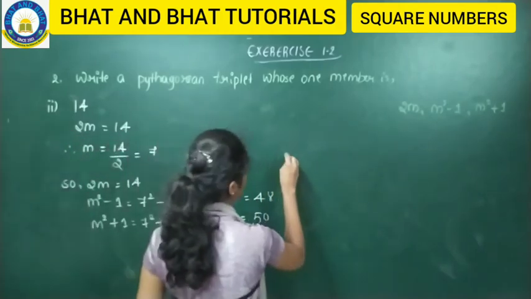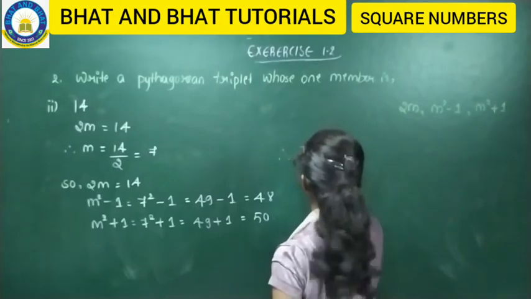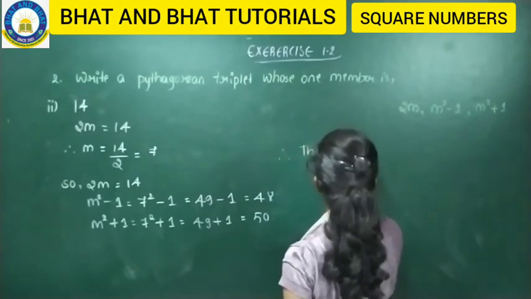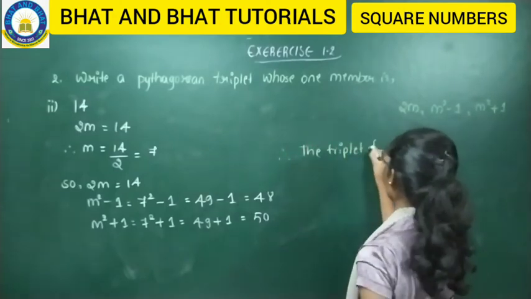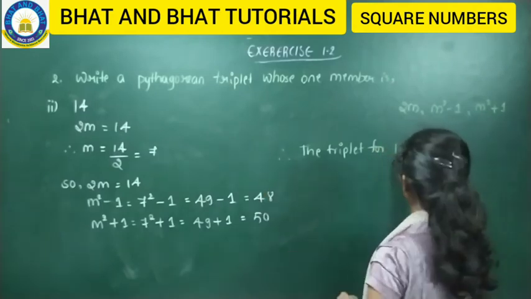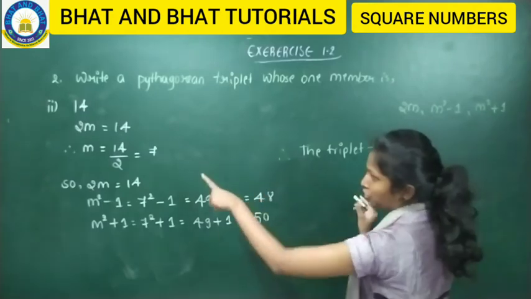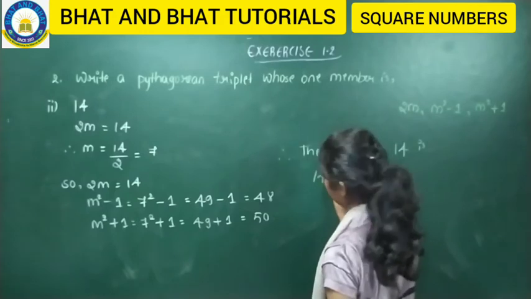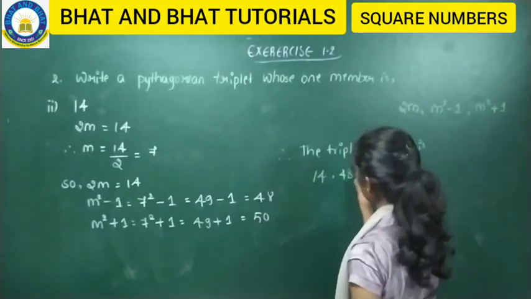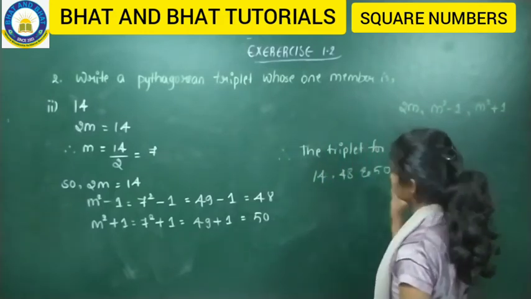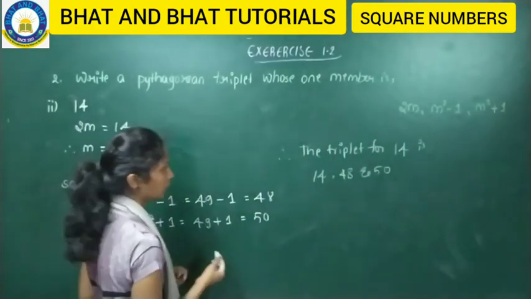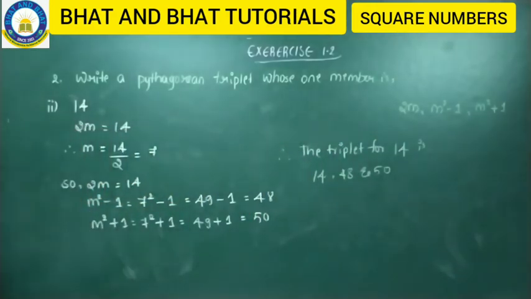Therefore, the triplet for what is the number? 14 is, so first number is 14, second number is 48 and 50. Got this? So now you can copy down this, copy down.